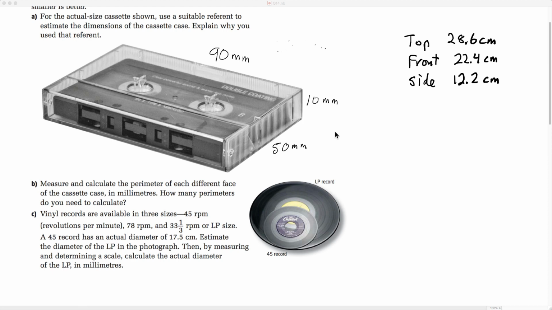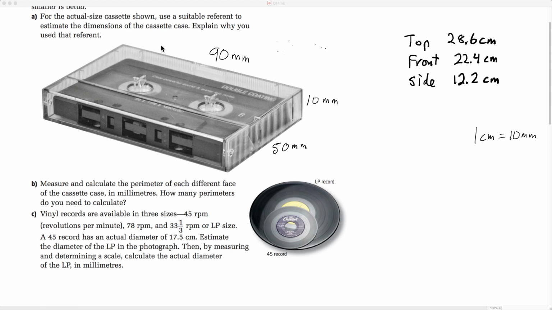Use a suitable referent. So I used my pinky, and my pinky is approximately 1 centimeter. 1 centimeter is equal to 10 millimeters. So I just marked my pinky off and I did it really quickly. I was not making any attempt to be accurate.